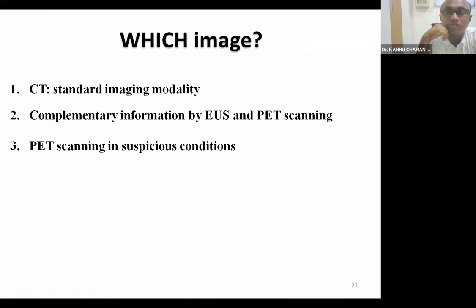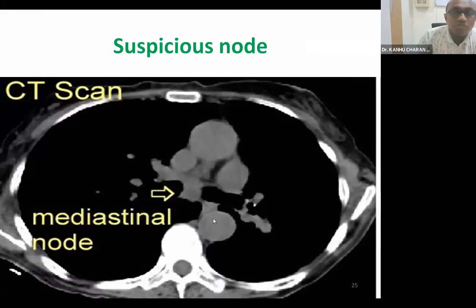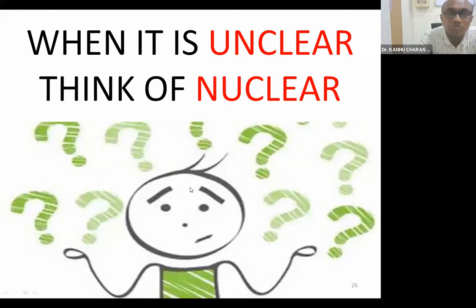Complementary information we can get by PET scan, and PET scan is used when you have a suspicious condition. See, there is a suspicious node here that we are not able to define. In some patients you cannot give contrast because of kidney issues, and some other things, and you can have a suspicious node. So when it is unclear, think of nuclear, which means you have to take the help of nuclear medicine.